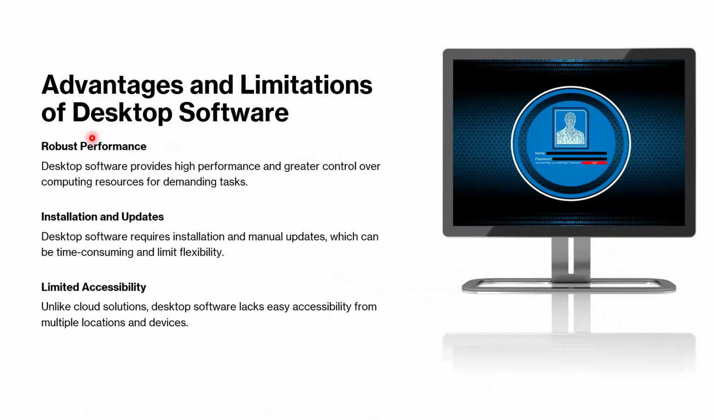Advantages and limitations of desktop software. Robust performance. Desktop software provides high performance and greater control over computing resources for demanding tasks. Installation and updates. Desktop software requires installation and manual updates, which can be time consuming and limit flexibility. Limited accessibility. Unlike cloud solutions, desktop software lacks easy accessibility from multiple locations and devices.